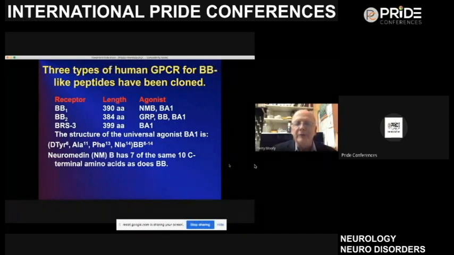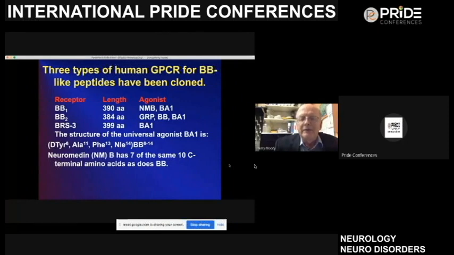So there's 3 types of G-protein-coupled receptors for bombesin-like peptides. The one receptor binds neuromedin B with high affinity, and neuromedin B has 7 of the same 10 C-terminal amino acids as bombesin. The B2 receptor binds GRP and bombesin with high affinity, and BRS3 is an orphan receptor.